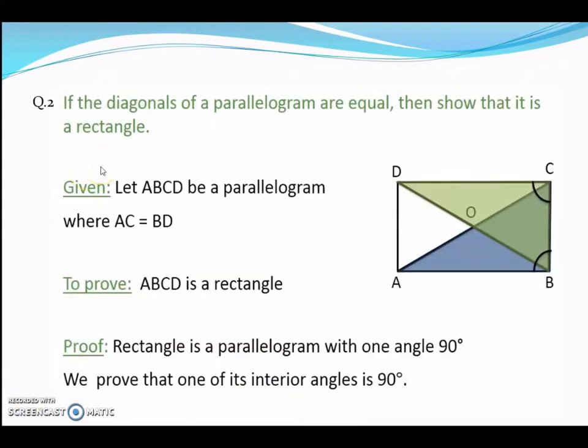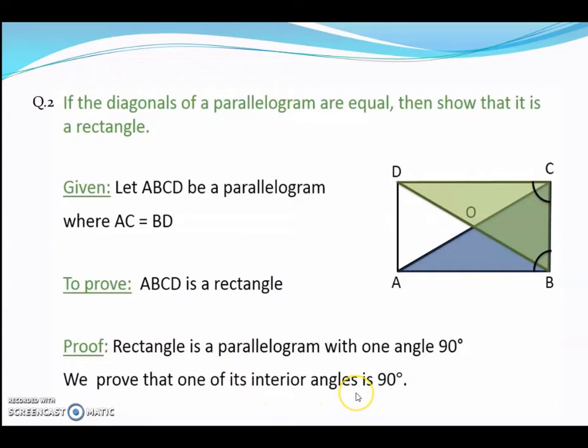If the diagonals of a parallelogram are equal, then show that it is a rectangle. So if ABCD is a parallelogram, BD and AC are given equal, you have to prove ABCD is a rectangle. So how can you prove a given parallelogram to be a rectangle? What special property do you have to prove for it to be a rectangle?